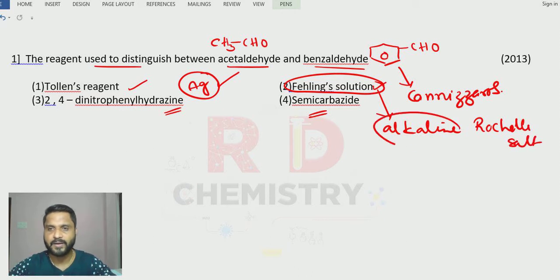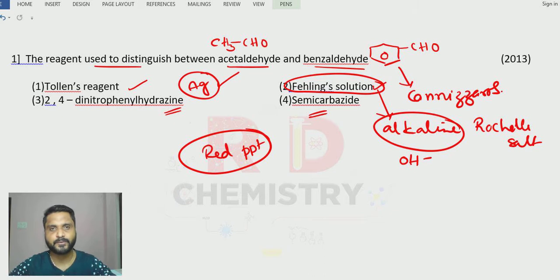Okay. So whenever alkaline medium is there, hydroxide medium is there, aromatic aldehyde can undergo Cannizzaro's reaction with the Fehling solution. Otherwise, Fehling solution can give the red color precipitate with other types of the aldehydes. Okay, so the answer is option number 2 here, right?